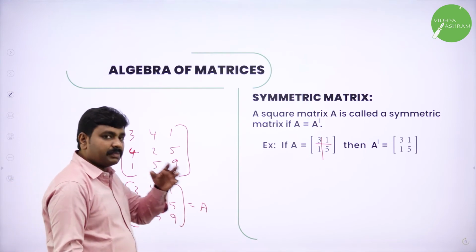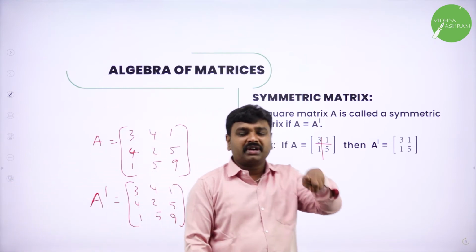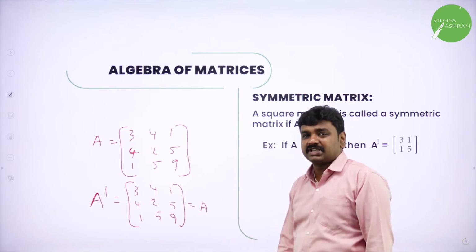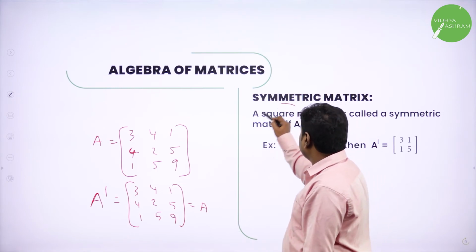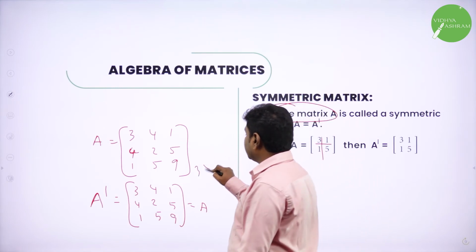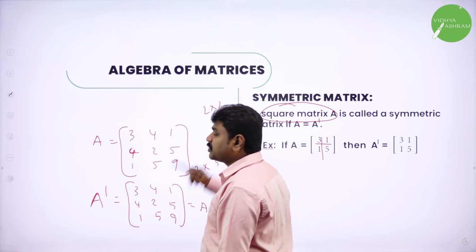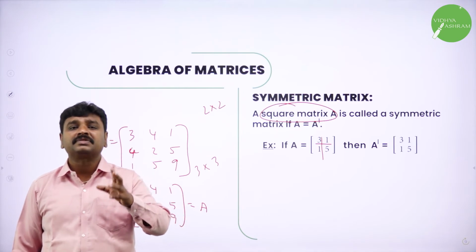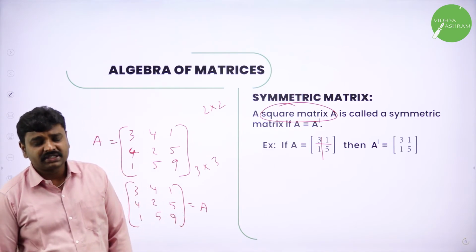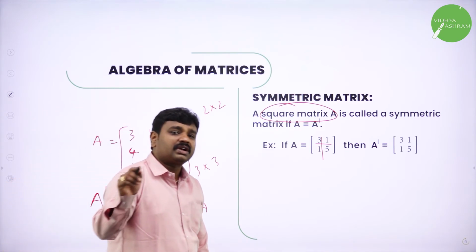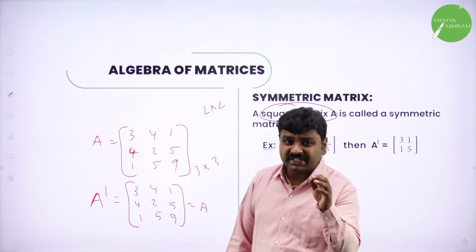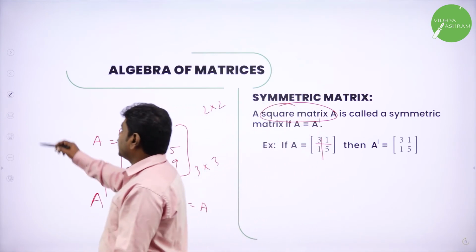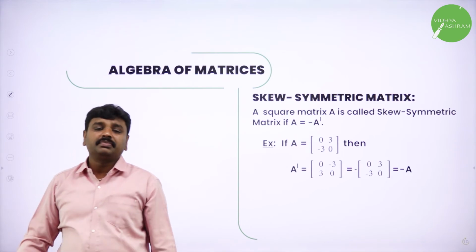Therefore it is symmetric. What is a symmetric matrix? A square matrix is said to be symmetric if A dash is equal to A. First of all, it should be a square matrix. Square means what? It should be of order 3 cross 3 or 2 cross 2. What is meant by a square matrix? A matrix in which the number of rows is equal to the number of columns. So now what is a symmetric matrix? A square matrix is said to be symmetric if its transpose is itself, A dash is A.